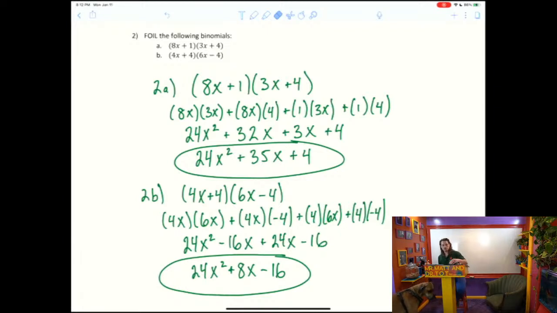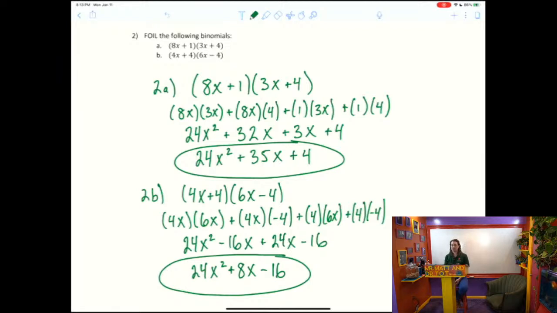Okay, so for number 2, when we FOIL 8x plus 1 times 3x plus 4, first times first is going to be 8x times 3x. Outer times outer is going to be 8x times 4. Inner times inner is going to be 1 times 3x. And last times last is going to be 1 times 4.